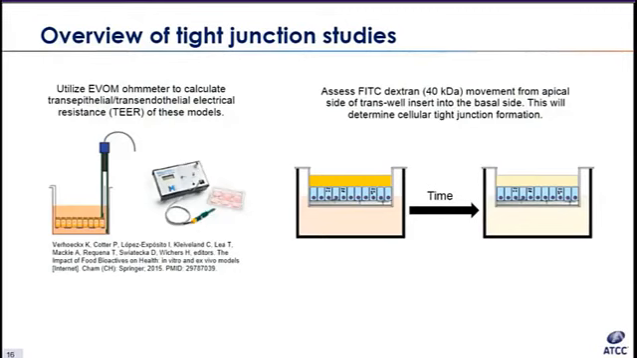Additionally, we also assessed the barrier function of our airway models using fluorescently labeled dextran with a 40 kilodalton molecular weight. We first introduced the compound on the apical side of the transwell insert and then examined the changes in basal concentrations of dextran at specific time points. Thus, we're able to assess the differences between each airway model's transwell kinetics.